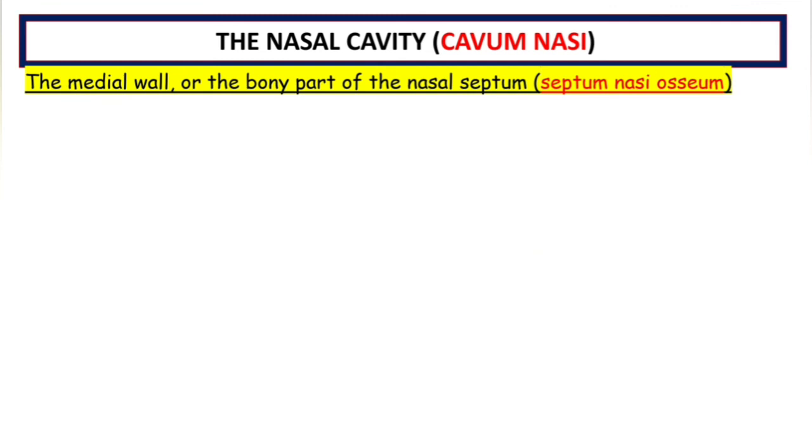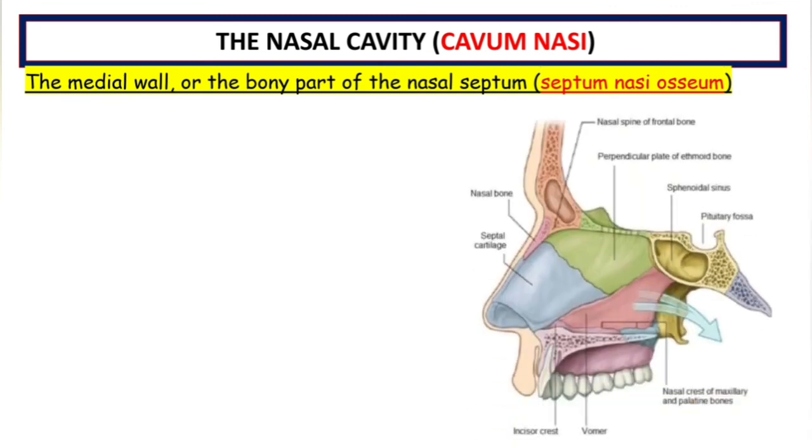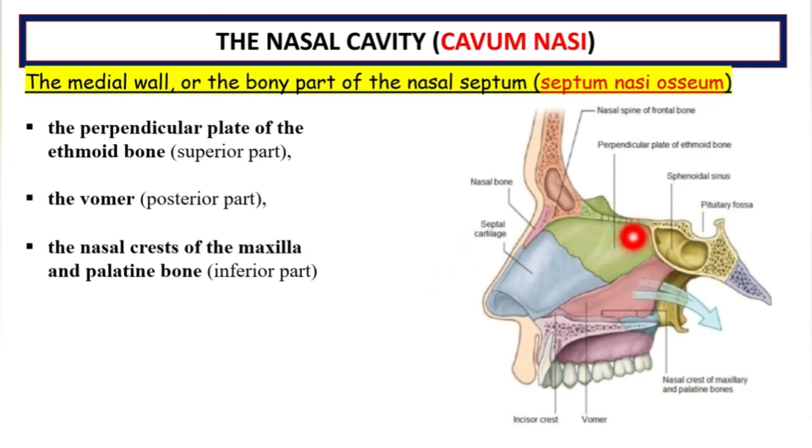Okay, the medial wall of the bony part of the nasal septum. This wall of the nasal cavity is called the medial wall, or the bony part of the nasal septum, septum nasi osseum. It's formed by the perpendicular plate of the ethmoid bone superiorly, the vomer on the posterior part, and the nasal crest of the maxillary and palatine bones inferiorly. So here you can see the nasal crest of the palatine and the nasal crest of the maxilla.